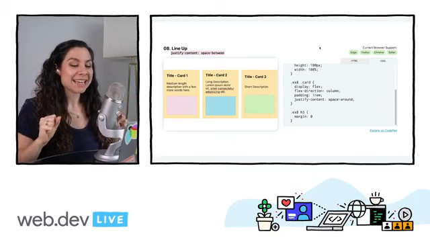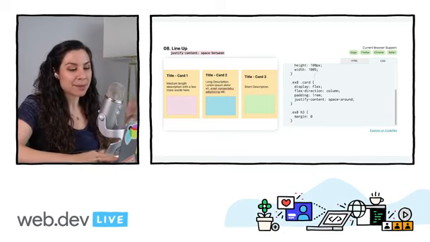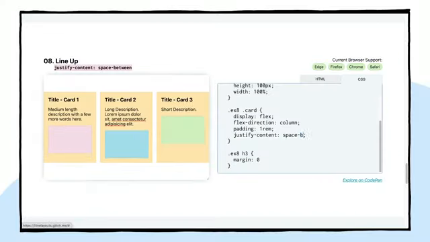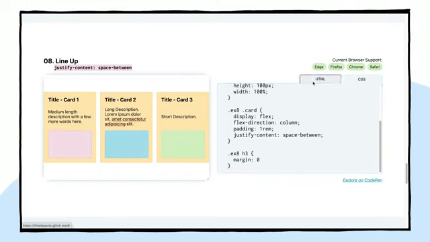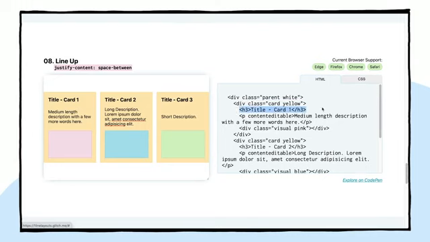But in this case, I think that the best way to justify is space between, because this way we are ensuring that the first and last element here in our layout, which is going to be this H3 and this little visual box, remain flush to the top and bottom of our cards.